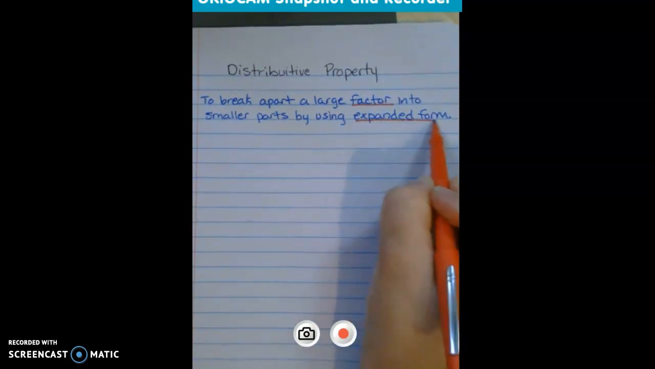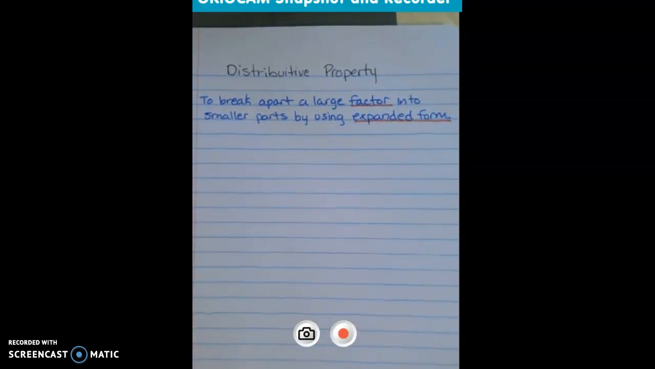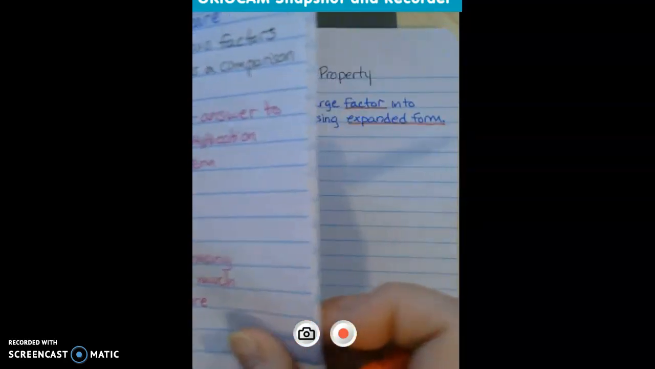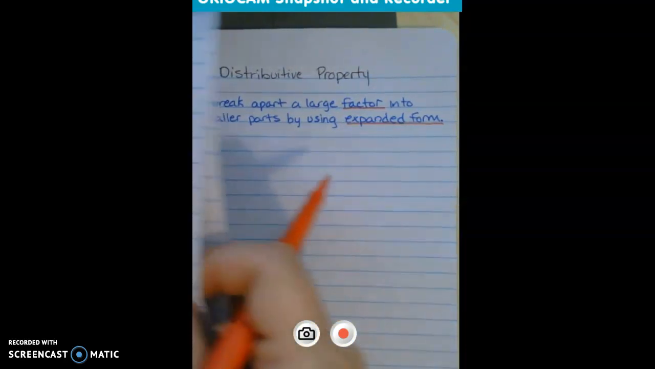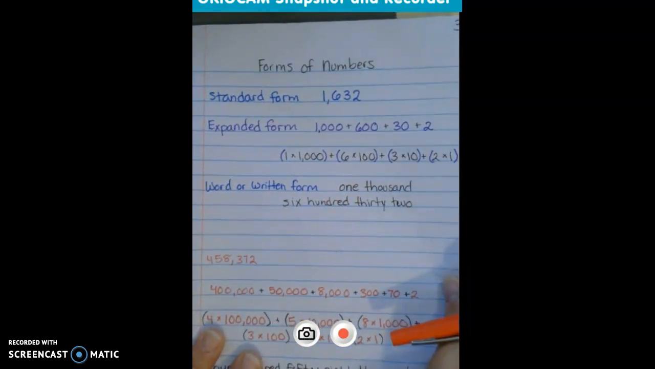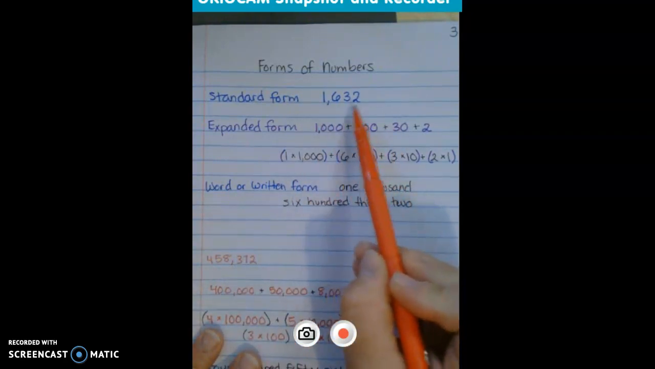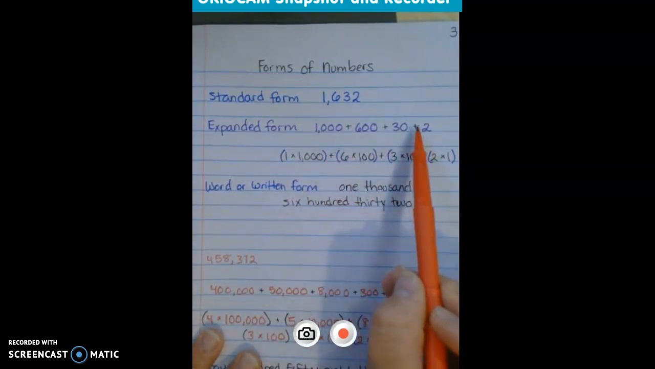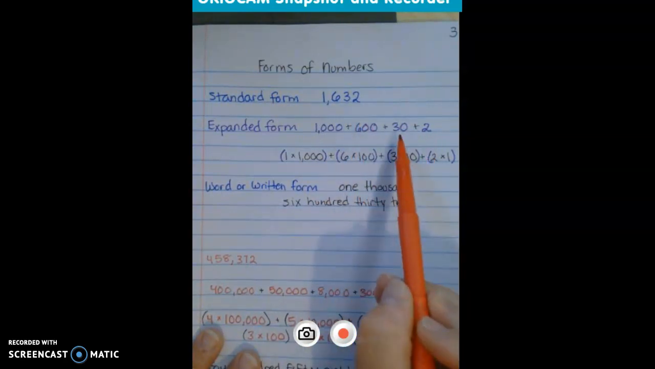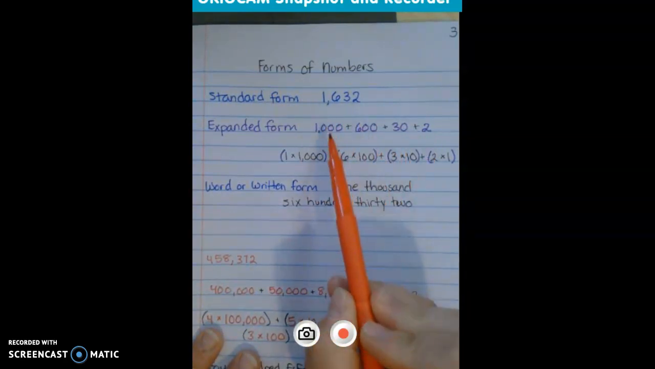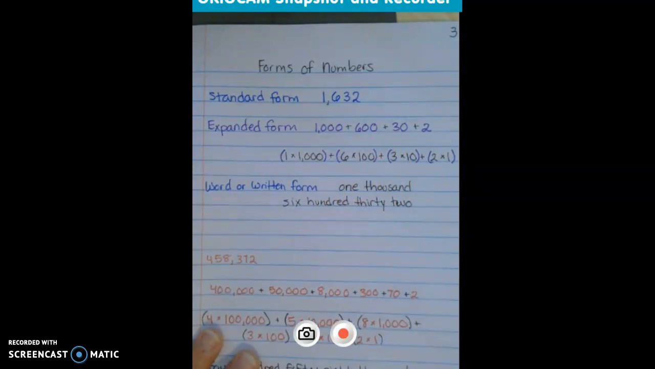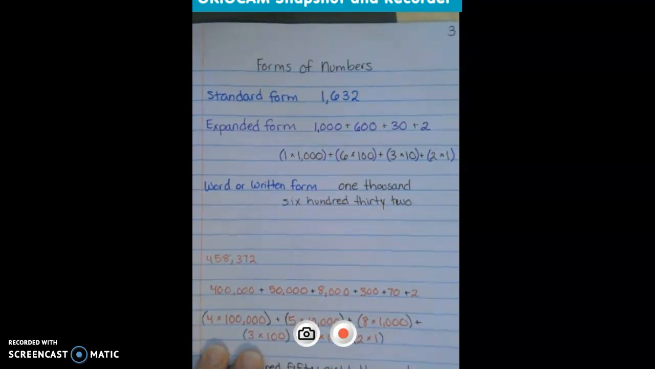So what's expanded form? Well, let's remind ourselves. We can look back in our notes. In your notes, we talked about the different forms of numbers. So we can recall that expanded form is showing a number, just kind of stretching it out by showing each digit's value. So we're going to use that idea with distributive property.